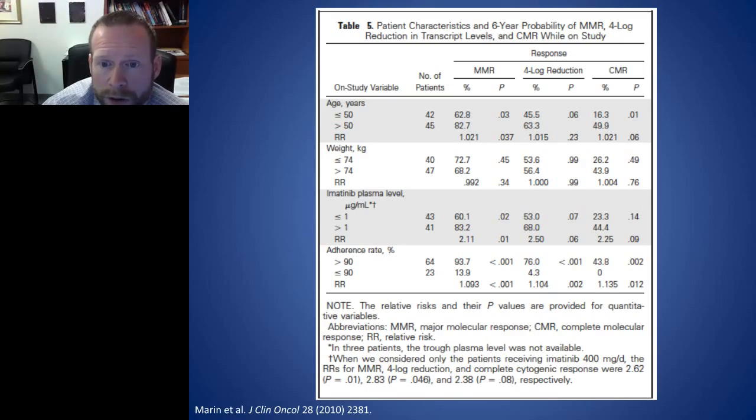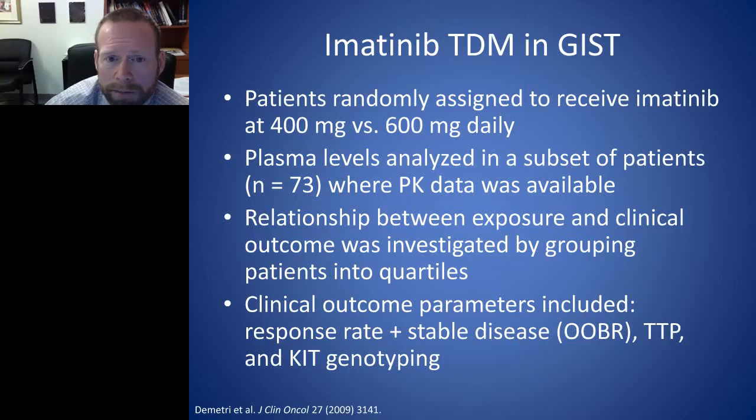If we go to the complete molecular response, you'll see those with a plasma level of less than 1,000 was 23%, whereas those that had a plasma level of greater than 1,000 nanograms per mL, or 1 microgram per mL, had a complete molecular response of 44%. So clearly there's something associated with this trough concentration that seems to be a reasonable cutoff.